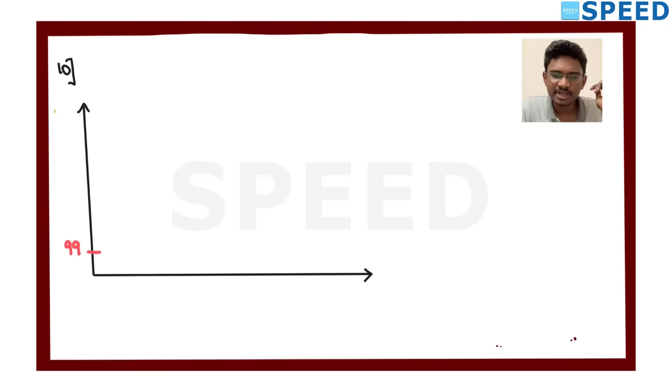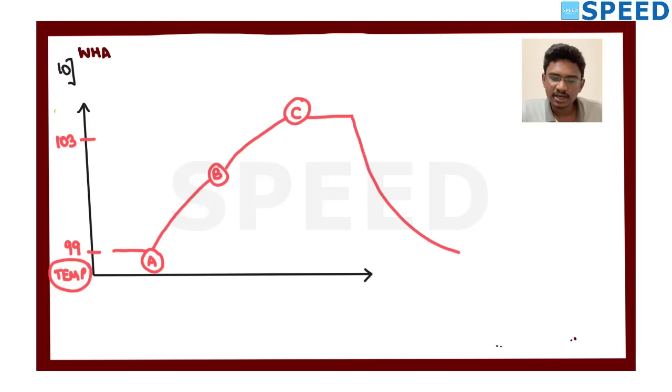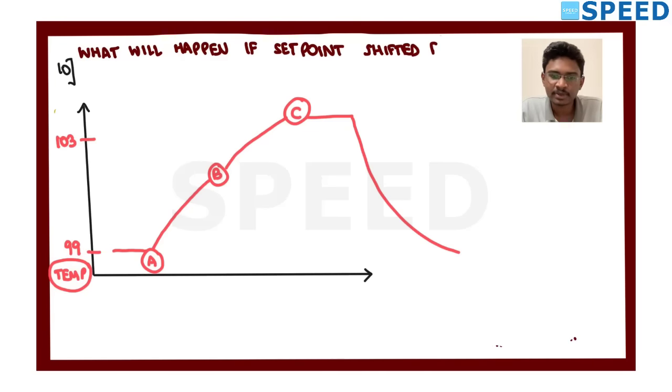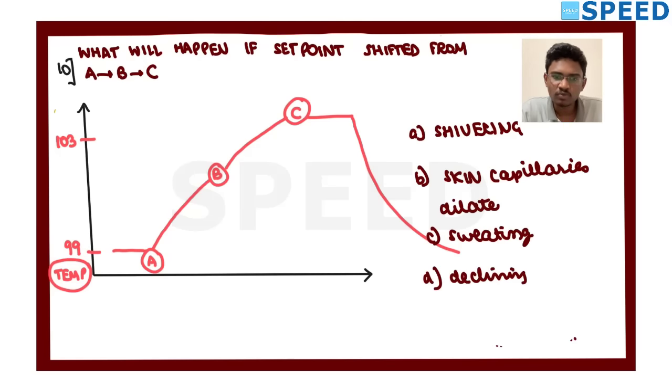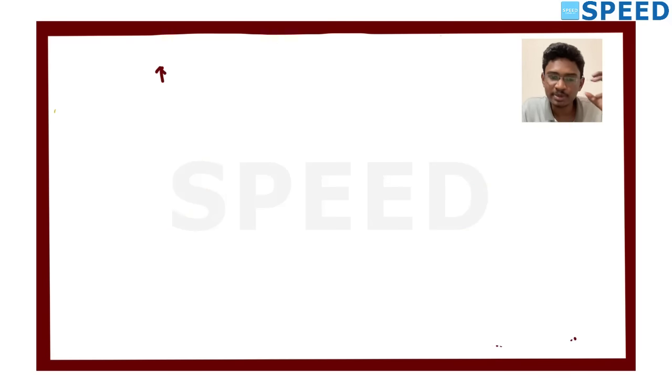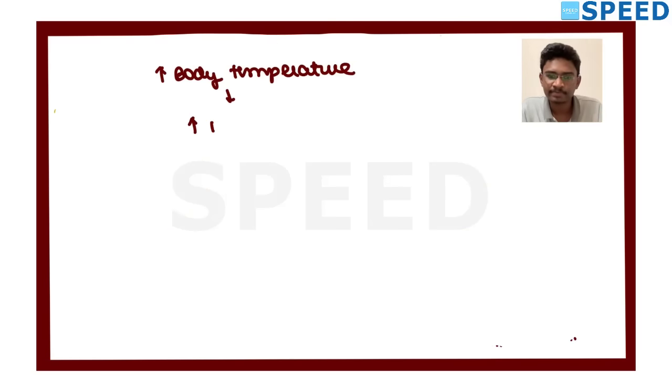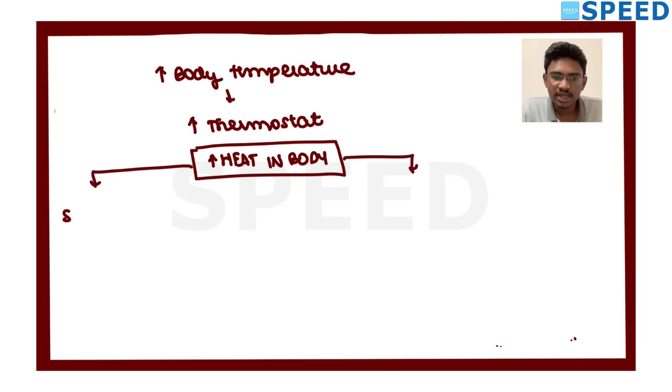Next, a graph has been given and body temperature is marked on the y-axis, and the points are moving from A to B to C. Temperature is gradually increasing. They ask which happens in this sequence: A, shivering; B, dilation of cutaneous capillaries; C, sweating; and D, declining chemical thermogenesis. So actually what we need here is for the heat to increase from A to B to C. To increase the thermostat in the body, to increase the body temperature, what should we do? The body should conserve heat as much as possible and it should produce lots of heat.